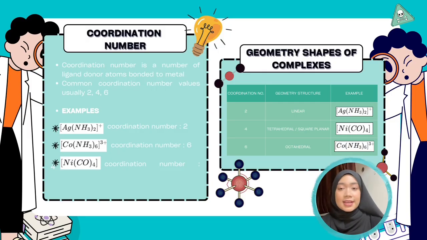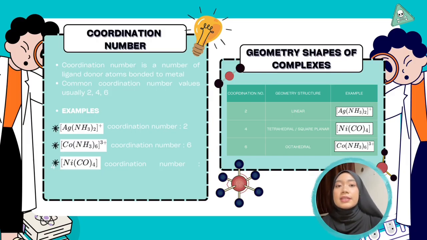Next, let's discuss coordination number. The coordination number is defined as the number of ligand donor atoms directly bonded to the central metal ion. Common coordination numbers are 2, 4, and also 6. For example, here we have Ag(NH3)2+, which has a coordination number of 2.